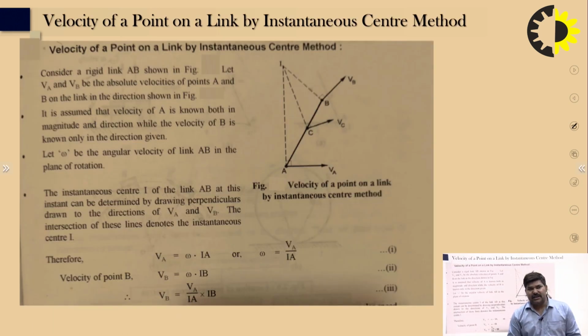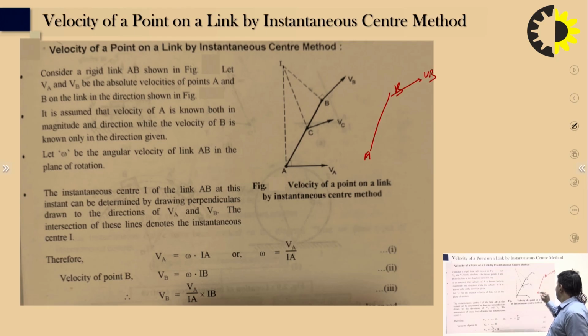Velocity of a point on any link by the instantaneous center method. Consider the rigid link AB, and let VA and VB be the velocities of points A and B, with the directions shown in the figure. It is assumed that the velocity of point A is known in both magnitude and direction, while the velocity of point B is known only in direction. In that case, let's find out the magnitude of the velocity of point B.